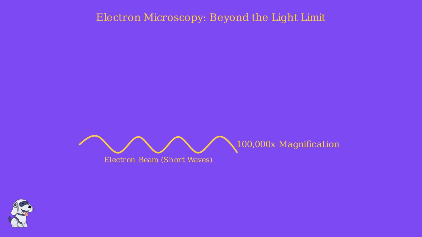Light microscopes are powerful, but they have a fundamental limit. They are capped by the wavelength of visible light. Because light waves are relatively long, they cannot resolve the tiniest details, like individual viruses or internal organelles. Electron microscopes solve this. By using high-speed electron beams, which have much shorter wavelengths than light, we can bypass the limit of traditional lenses. This allows for incredible magnification of over 100,000 times, revealing the hidden machinery of life.